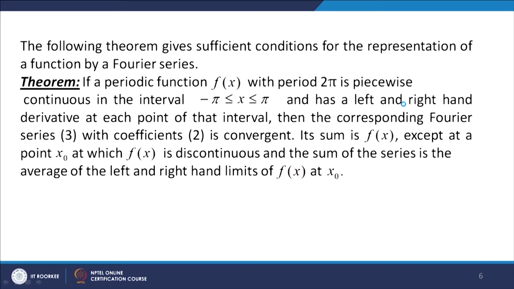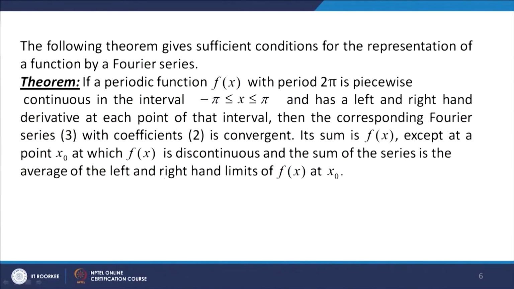So, the sum of the series will be f(x) at each point of continuity of f, and at a point of discontinuity its sum will be equal to the average of left hand and right hand limits. So, at the point x_0, it is (f(x_0+) + f(x_0−))/2. These conditions are known as Dirichlet conditions, and almost every function f(x) of period 2π that we come across in applications can be represented by a Fourier series.